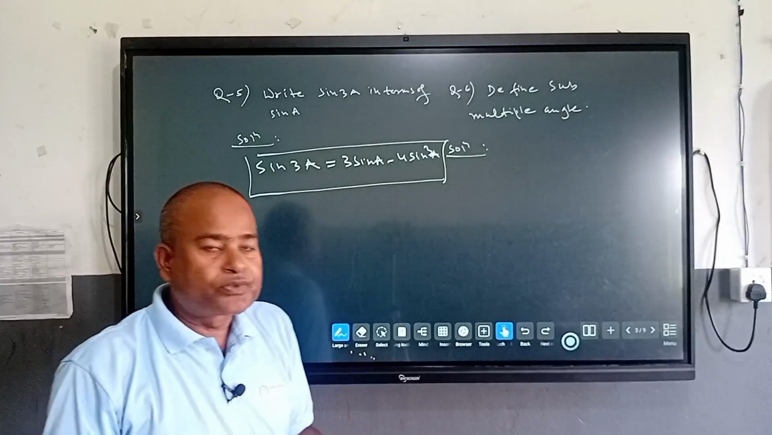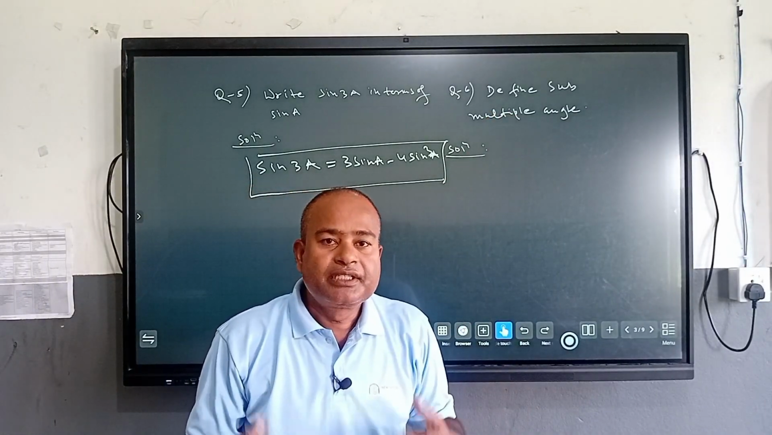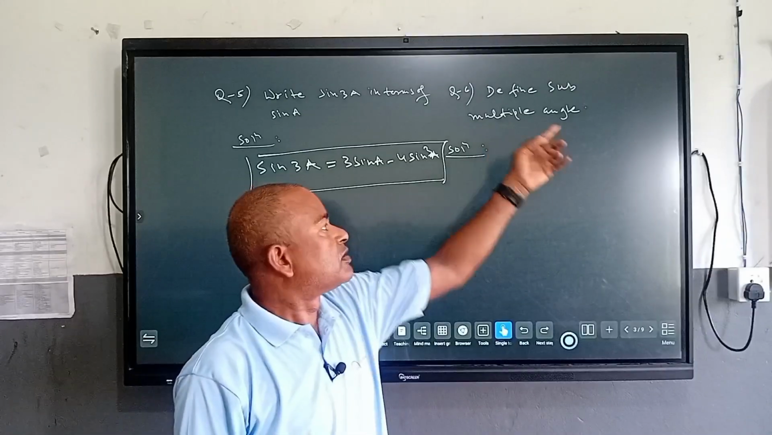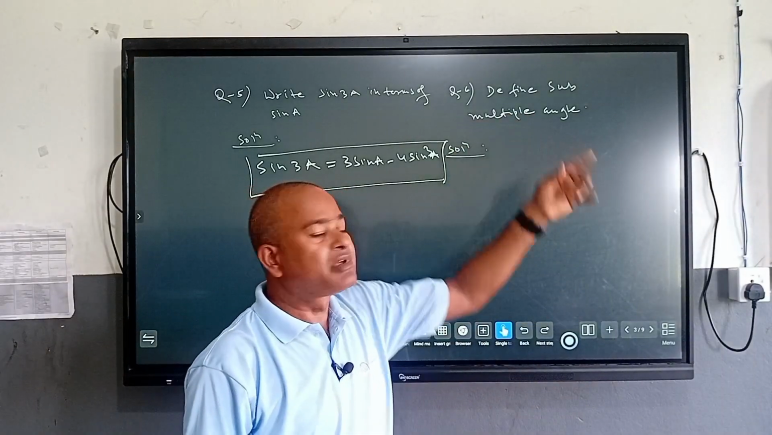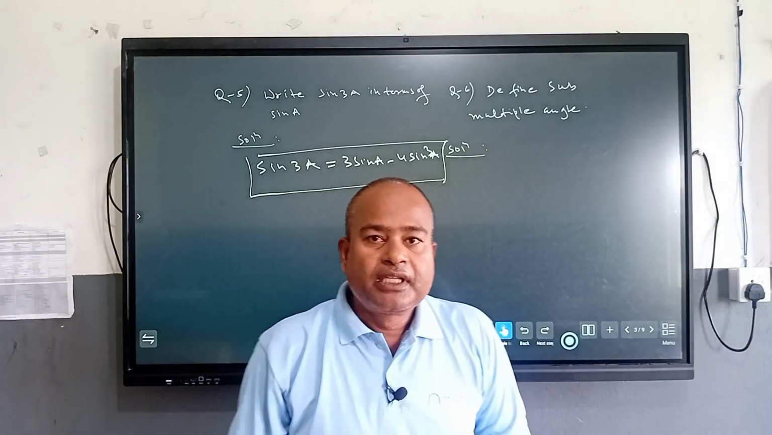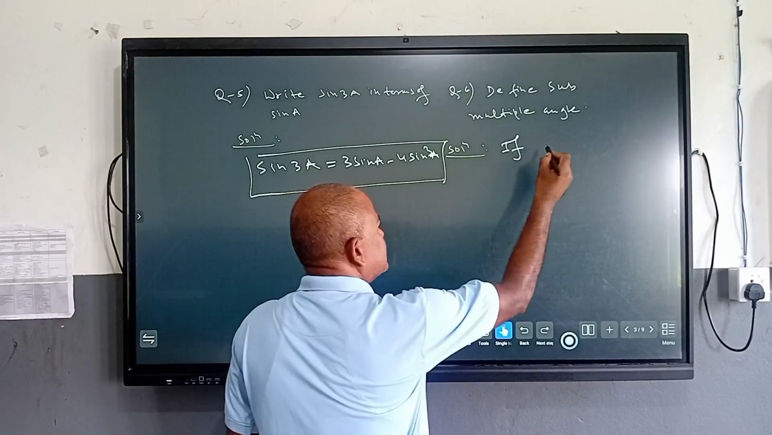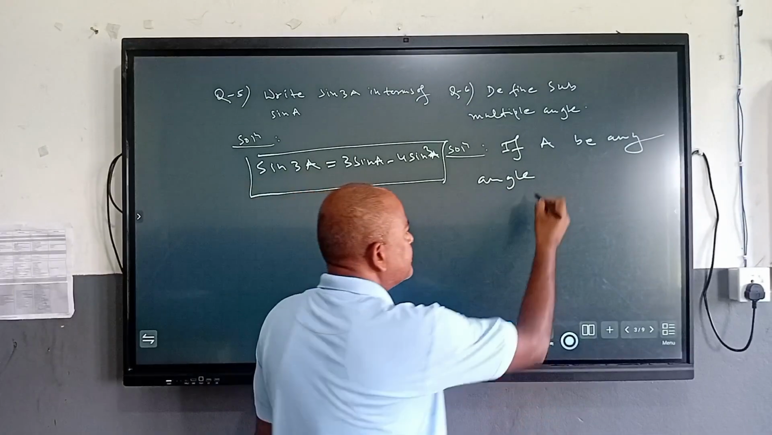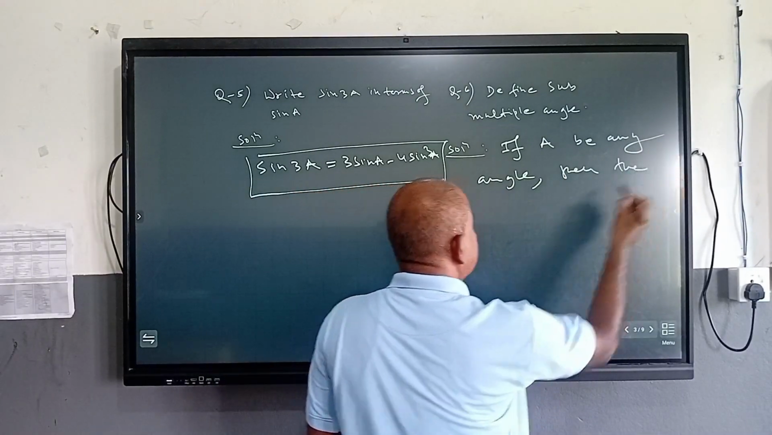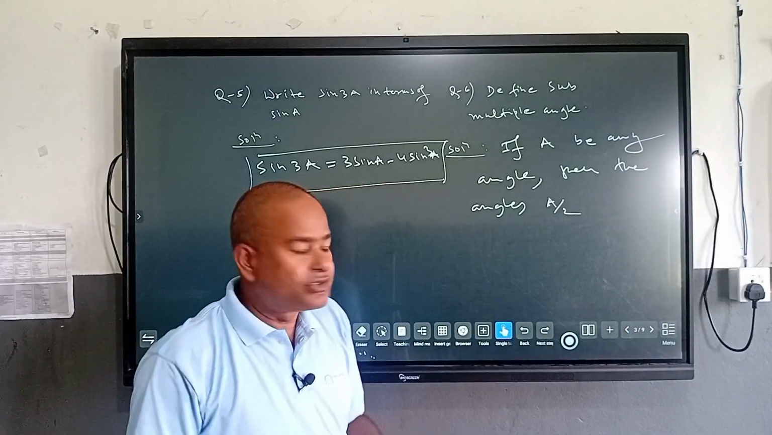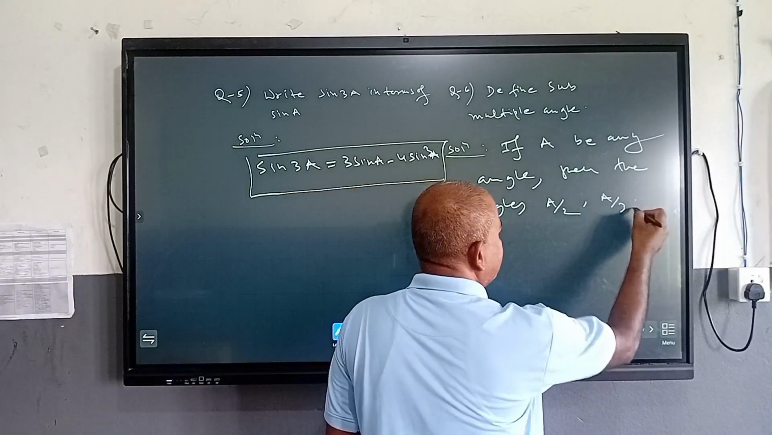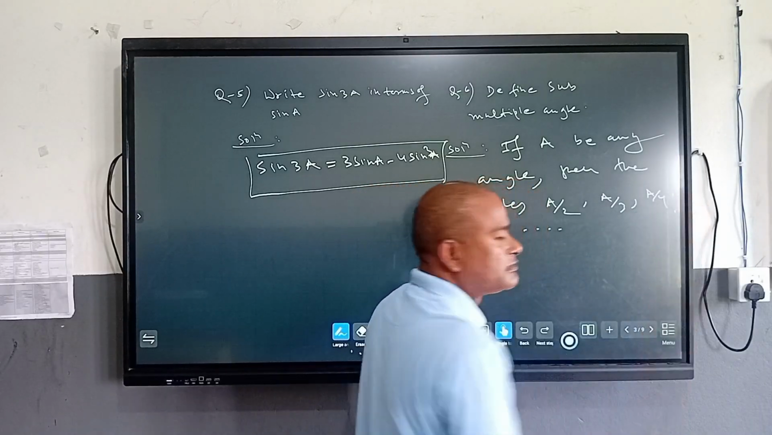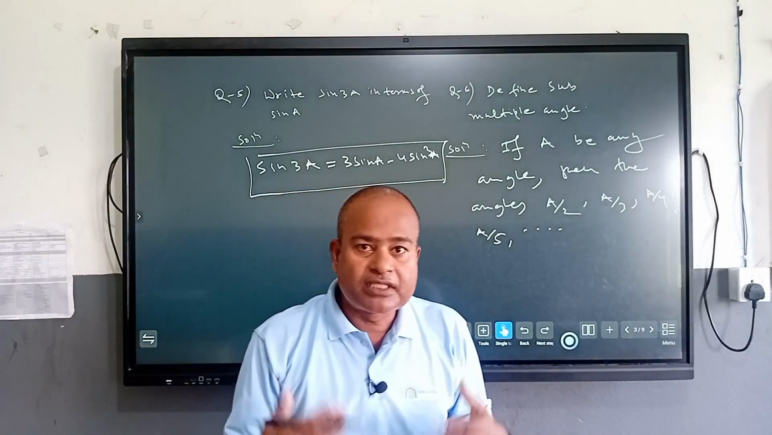Now let's go to the next question, which is question number 6. Dear students, in question number 6, we are asked to define submultiple angles. So dear students, if A be any angle, then the angles A divided by 2, A divided by 3, A divided by 4, A divided by 5, and so on are called submultiple angles of A.